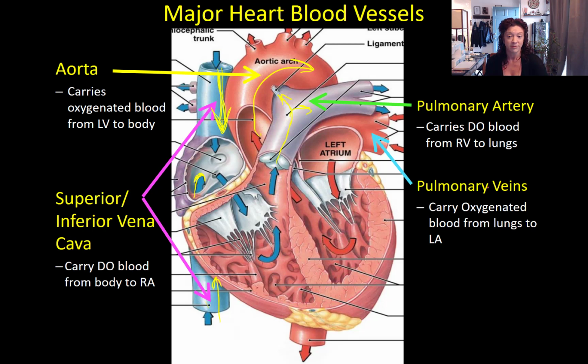Finally, we've got the pulmonary veins. They're carrying oxygenated blood from the lungs to the left atrium. So here, and then there's another set back in here that come over. Okay? So you're getting them from both lungs into this left atrium.